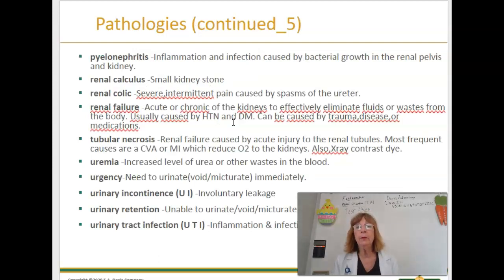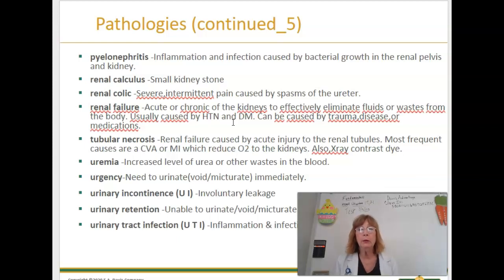Pyelonephritis, inflammation and infection, which is caused by bacterial growth in the renal pelvis. So pyelo, P-Y-E-L, has to do with renal pelvis. Then you've got P-Y-E, which is pie, that has to do with pus. Okay, so do not get these two mixed up. Pyelo is kidney pelvis. Renal calculus are the stones, so the other term that would be used is nephrolithiasis.